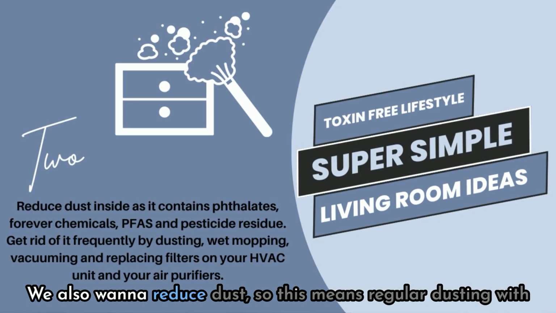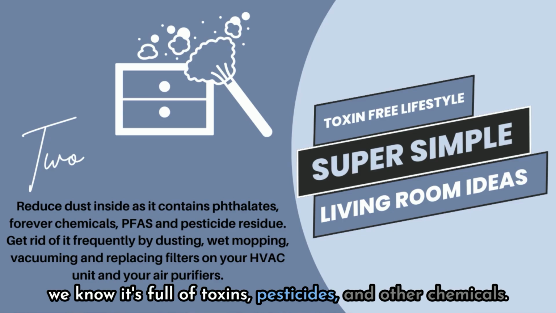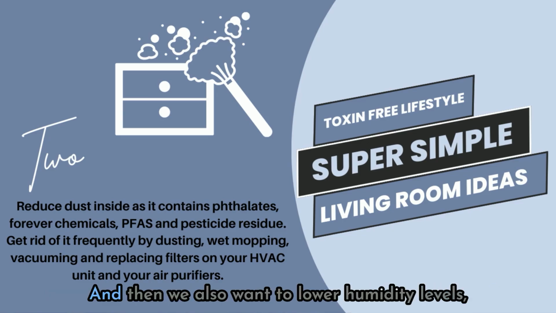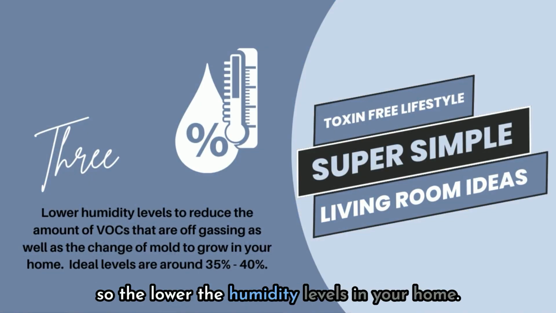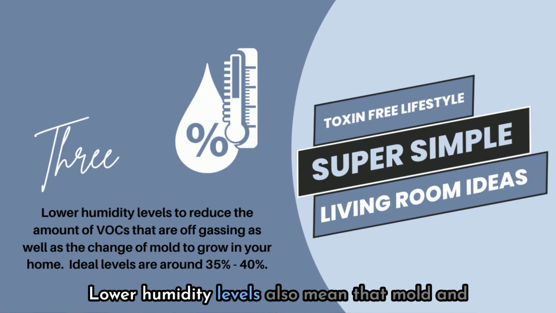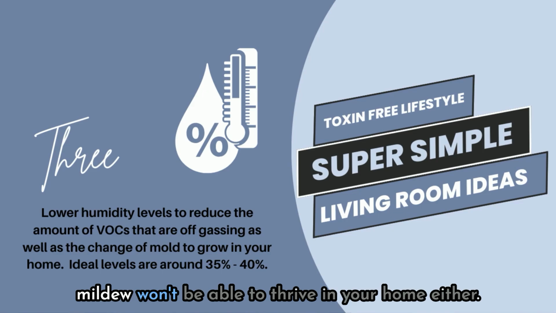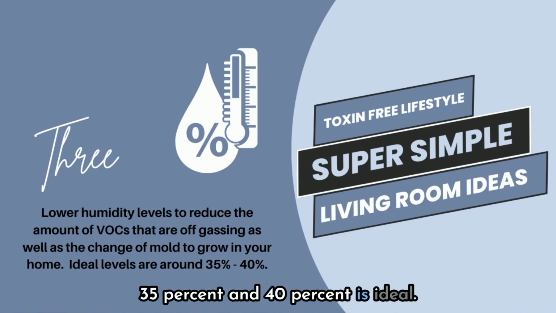We also want to reduce dust. So this means regular dusting with a wet cloth or a wet mop to keep dust at a minimum because we know it's full of toxins, pesticides, and other chemicals. And then we also want to lower humidity levels. So the lower the humidity levels in your home, the less products and materials will off-gas. Lower humidity levels also mean that mold and mildew won't be able to thrive in your home either. Keeping your humidity levels between 35% and 40% is ideal.